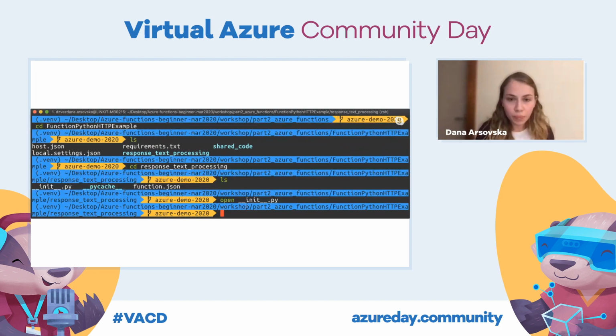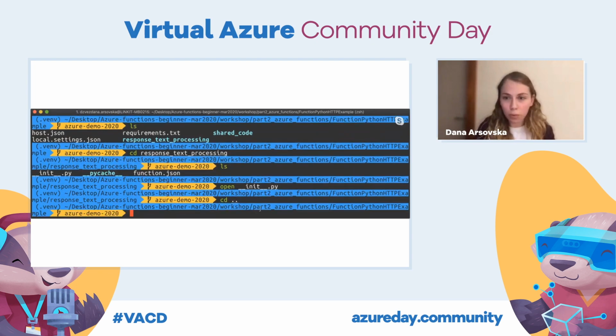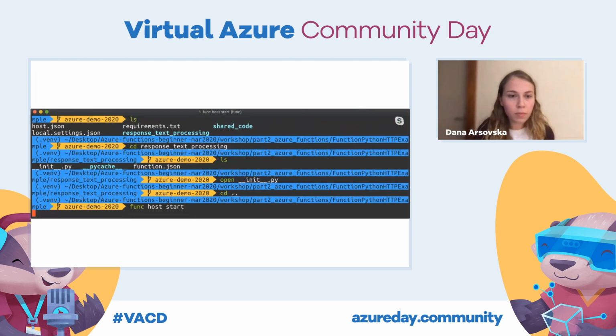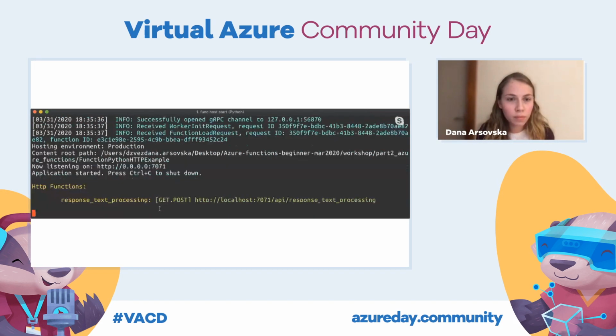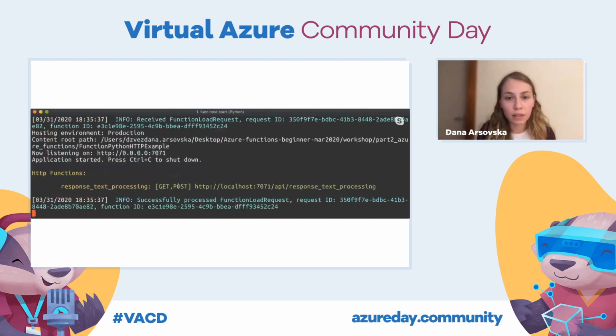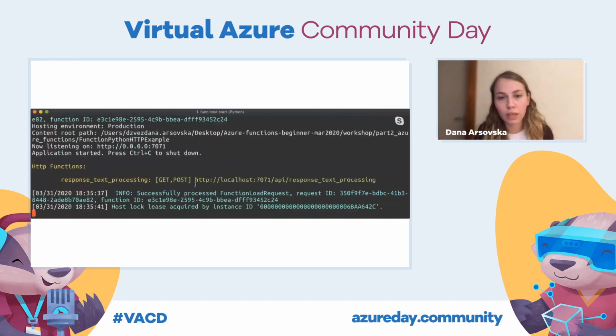So now we can start our function in a very similar way as we did before. Just going to start the function. We can see it's running. We have the same IP address as the one I created previously, but the output should be edited. I still have the same GET and POST methods because I didn't edit that part.